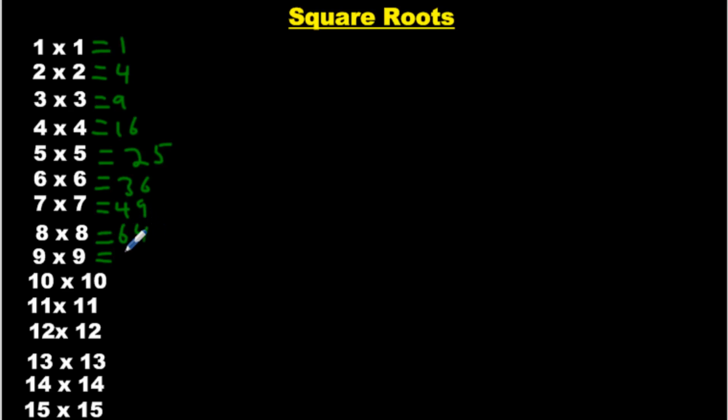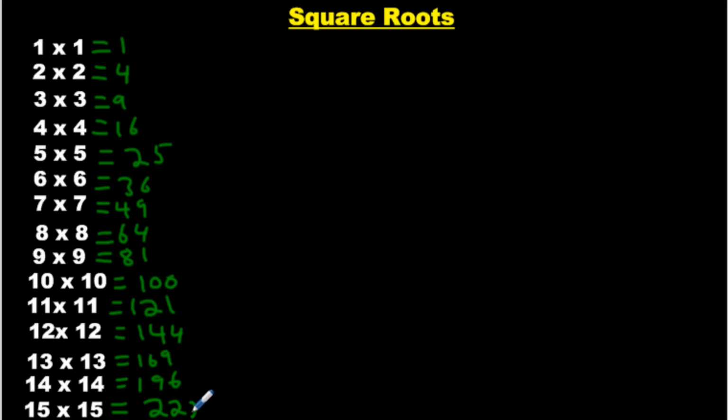You need to be quick with these. 9 and 9 is 81. 10 and 10 is 100. 11 and 11 is, what is it? 121. 12 and 12 is 144. 13 and 13 is, what is it? Come on. 169. And 14 times 14, you just flip these last 2 digits. You get 196. And 15 and 15 is going to be 225.